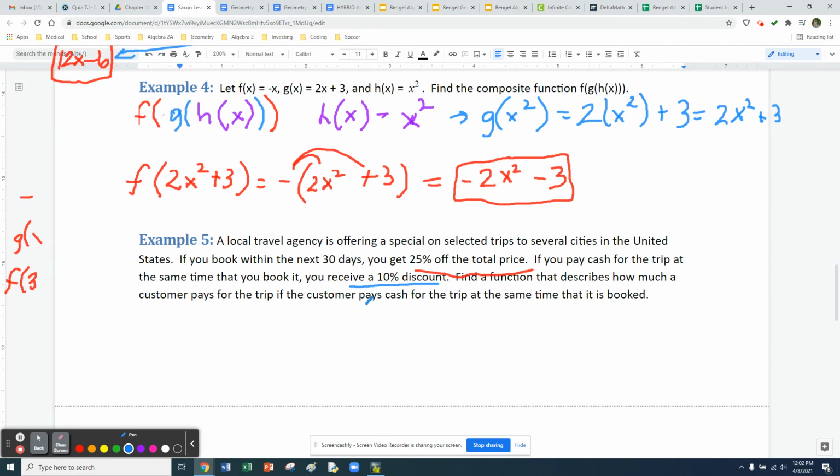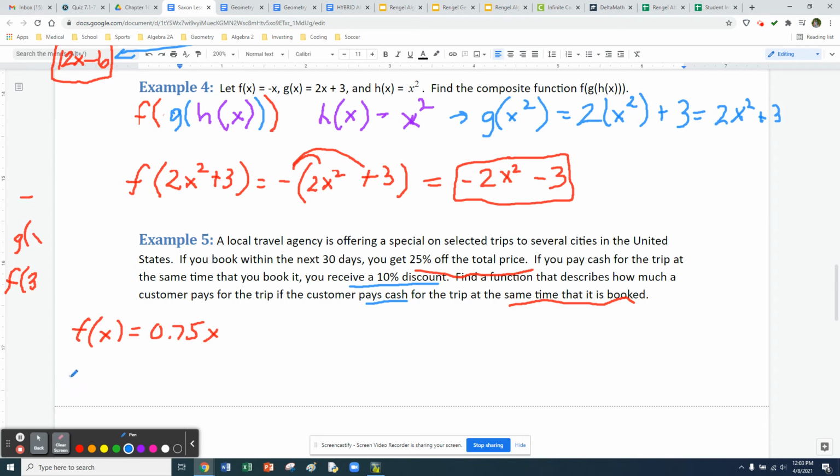So we're going to find what's the total if we pay in cash and we book it within these next 30 days. So there are my 2 situations, which means we're going to have 2 functions. First function, we'll call it f. So f of x is going to represent my 25% discount. If you're getting a 25% discount, that means you're still paying 75% of the original price. So I would have 75% times x, where x represents the cost of my trip. Maybe I'm booking a trip for $10,000. Now it's only costing me $7,500.